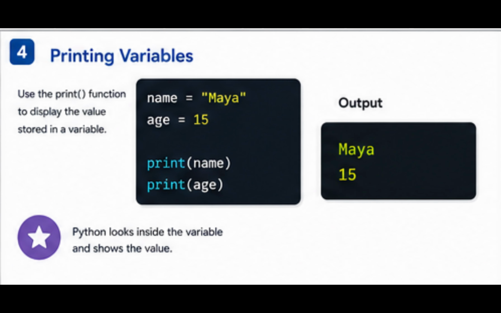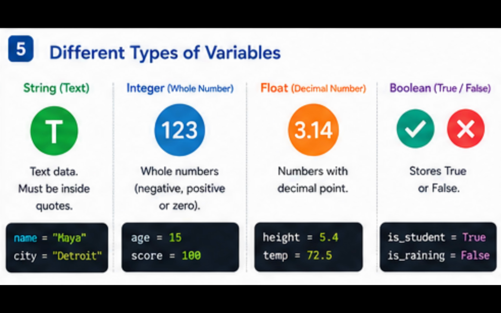Once we've stored information in variables, we usually want to see it. To display information, we use the print function. When Python sees print followed by a variable name, it looks inside the variable and shows the value stored there. In this example, Python displays Maya and 15. Printing variables is extremely useful for testing programs and checking whether values are being stored correctly.